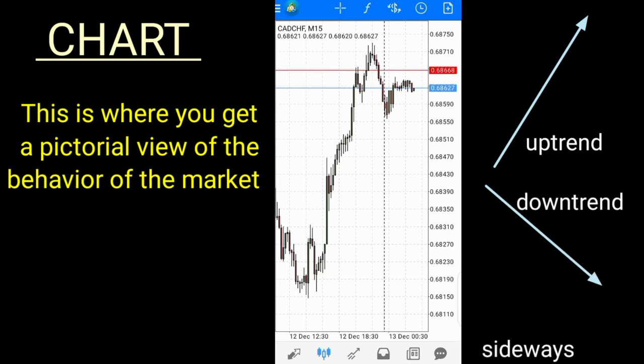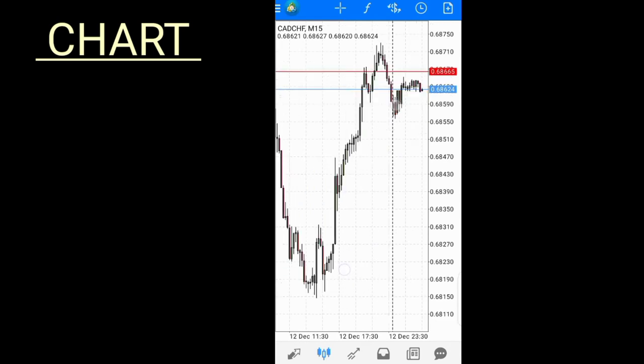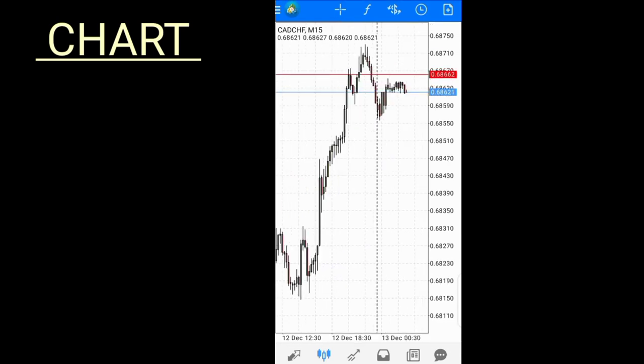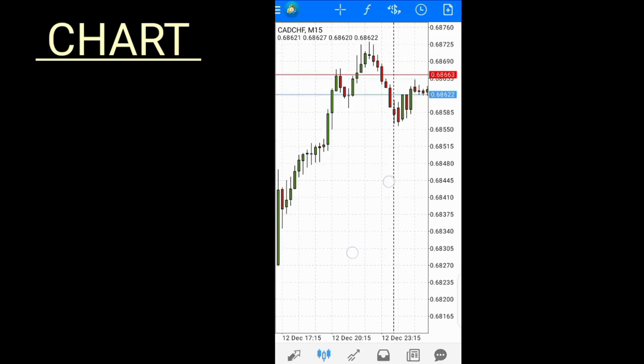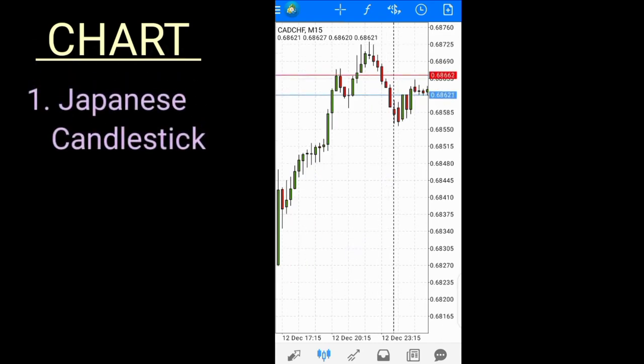This is where you know all about that. We want to start by showing the different types of charts that we have. Okay, we have 3 different types of charts. This first one we have is called the candlestick chart.